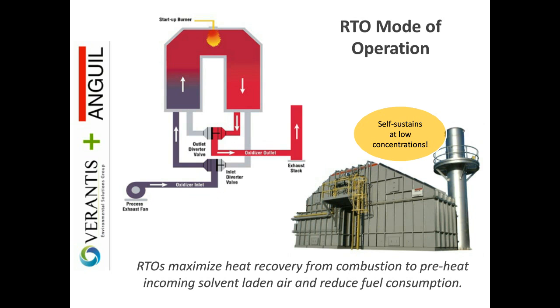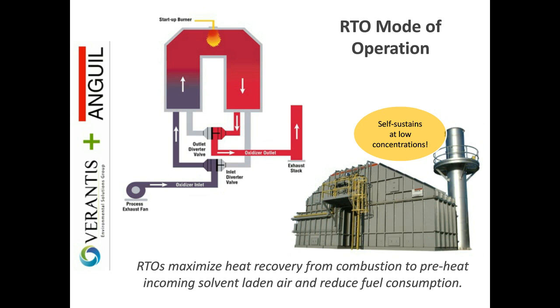So the schematic in the upper left-hand corner kind of talks about, in a very general way, how an RTO operates. So if you can follow along, starting with the process exhaust fan and the blue colors and the white arrows, imagine that fan is the inlet. That's where you would tie your process into. And that fan is designed to overcome the pressure drop through the RTO, which is roughly 20 inches of water column. So your process will discharge into that fan.